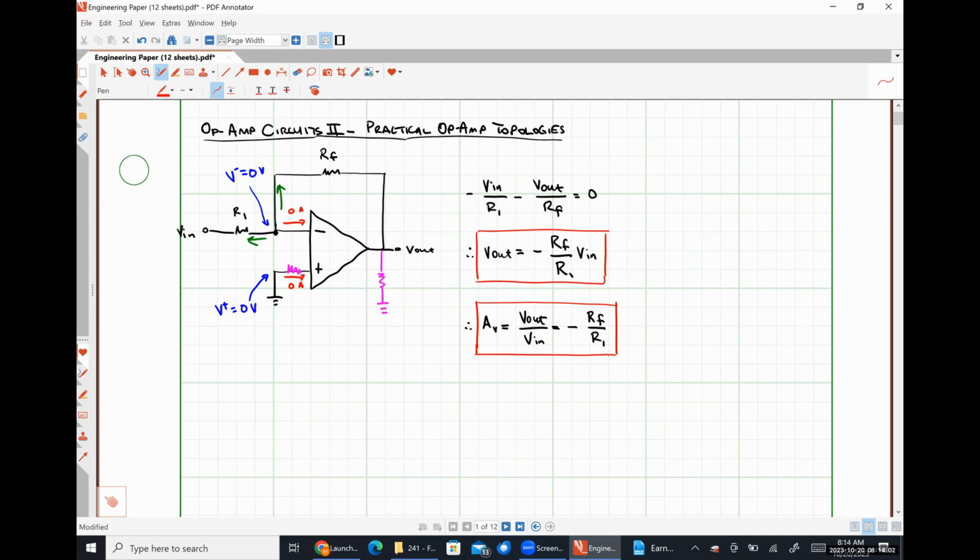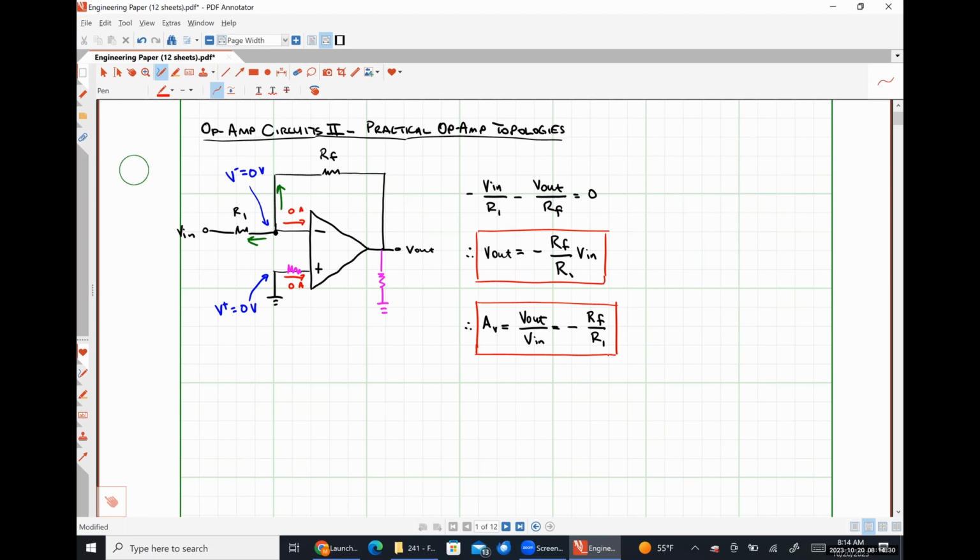so making our input signal larger, which would happen when RF is greater than R1. And it's also capable of providing attenuation, meaning making our output signal smaller than our input signal, which would occur if RF is smaller than R1. So we get two different operational modes here. This particular circuit is used to make signals either larger or smaller.